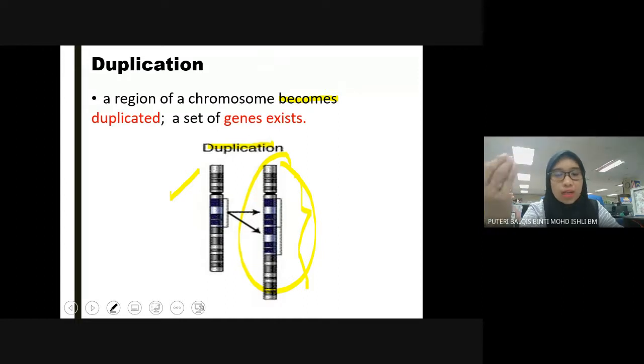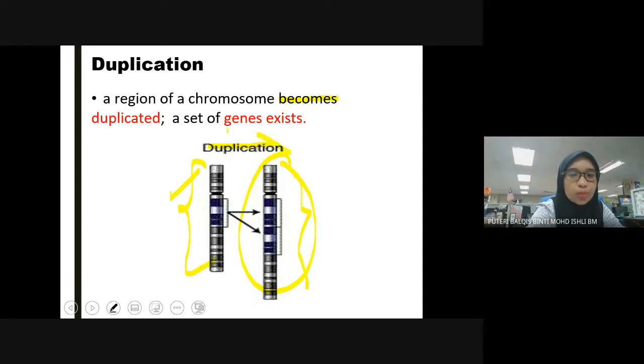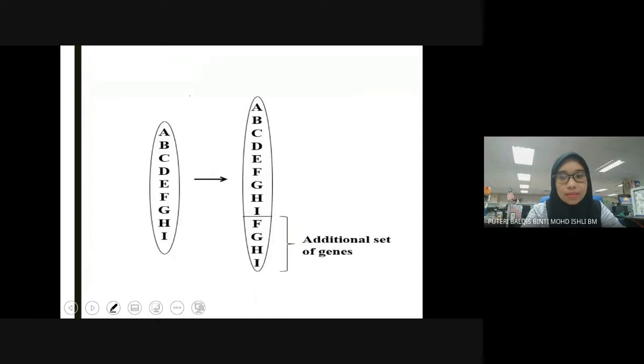Allah dah jadikan macam tu lah, tak ada tambah, tak ada kurang. That is duplication. Sets of gene become duplicated. A region of chromosome becomes duplicated, a set of gene exists. Patutnya ada A, B, C, D, E, F, G, H, I. So F, G, H, I ni duplicated, so additional sets of genes.